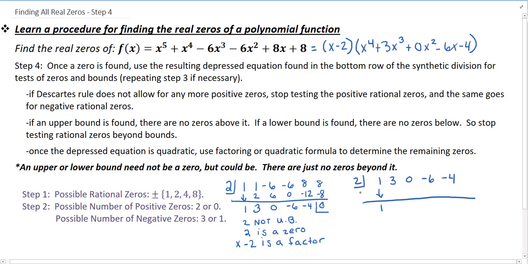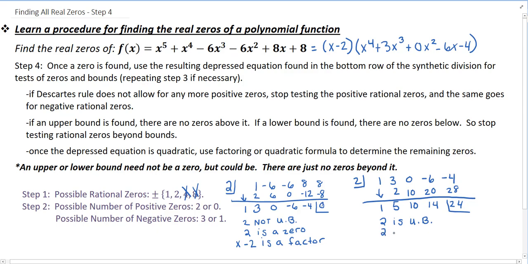And we'll multiply by our 2, combine, multiply by our 2, combine, multiply by our 2, combine, multiply by our 2, combine. And this time around, we see that that resulting row is all positives. So 2 actually is an upper bound. So that means we don't need to test any values higher than it because we know we're not going to have any zeros higher than the value of 2. So I don't have to test 4 and 8. So 2 is an upper bound.